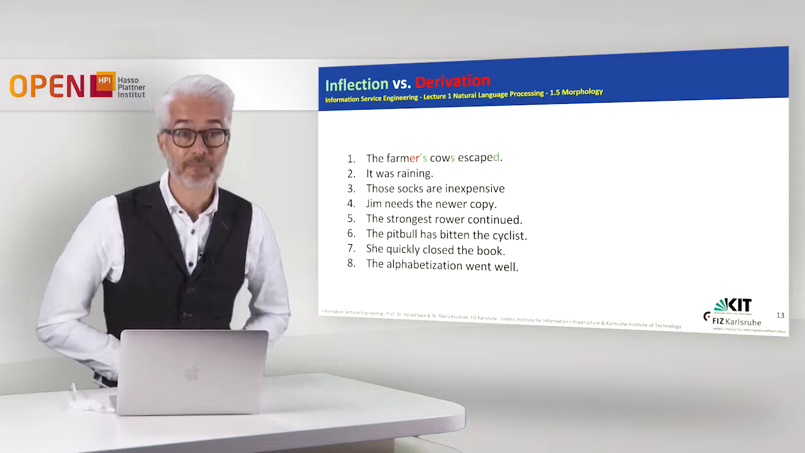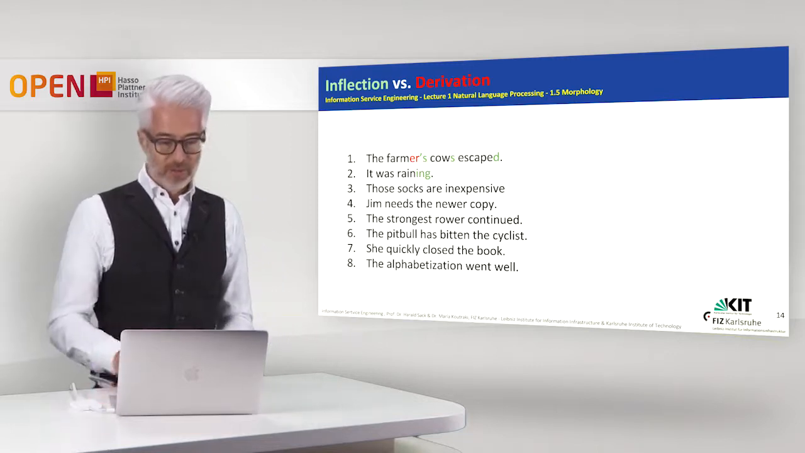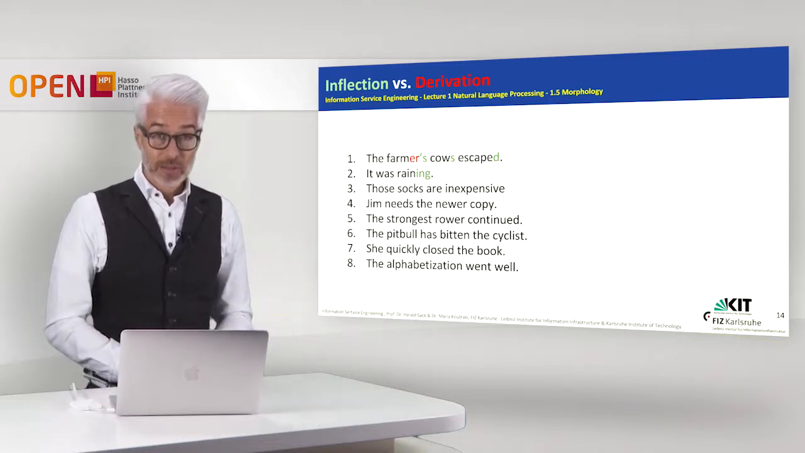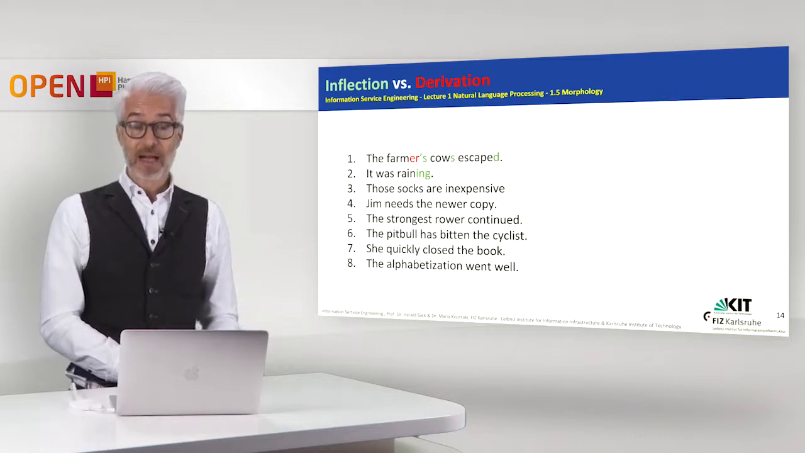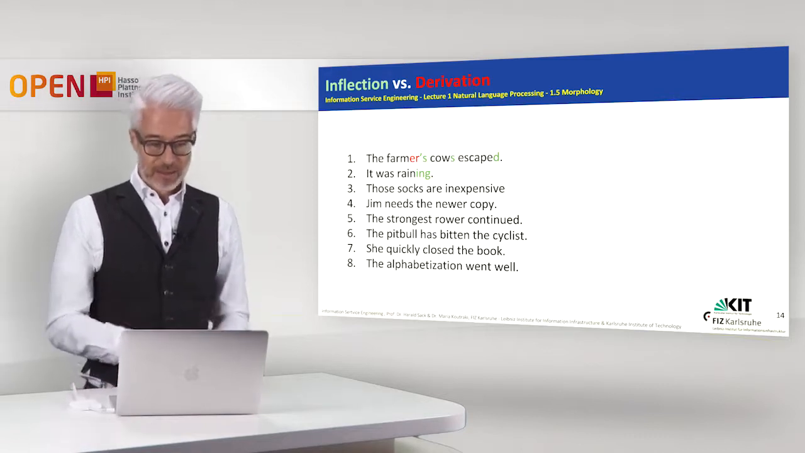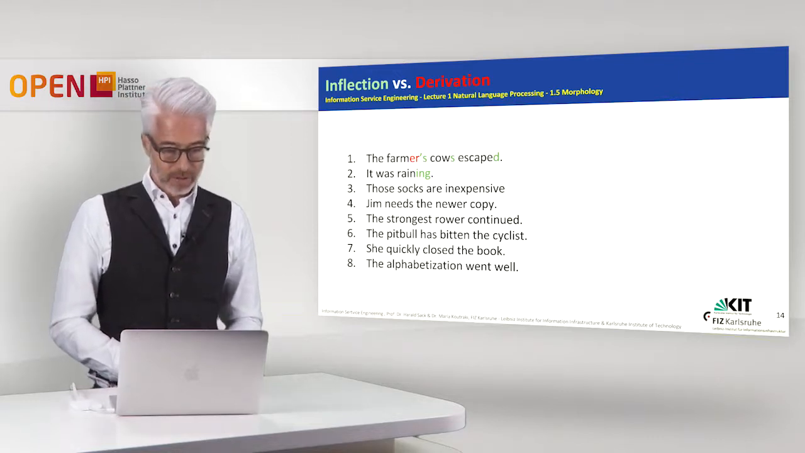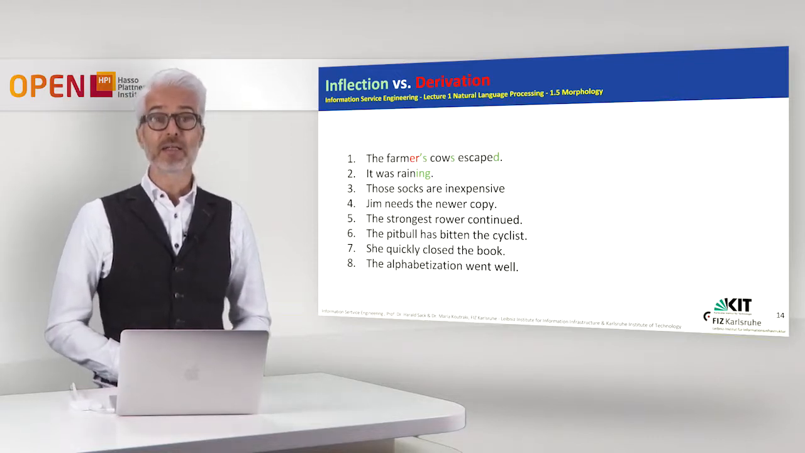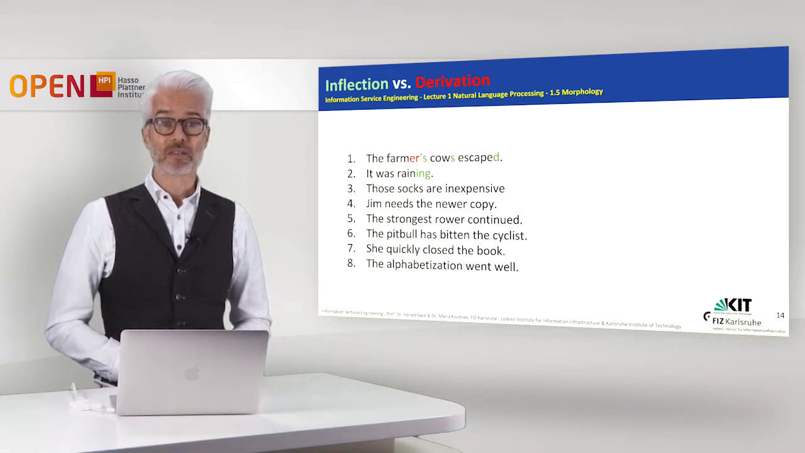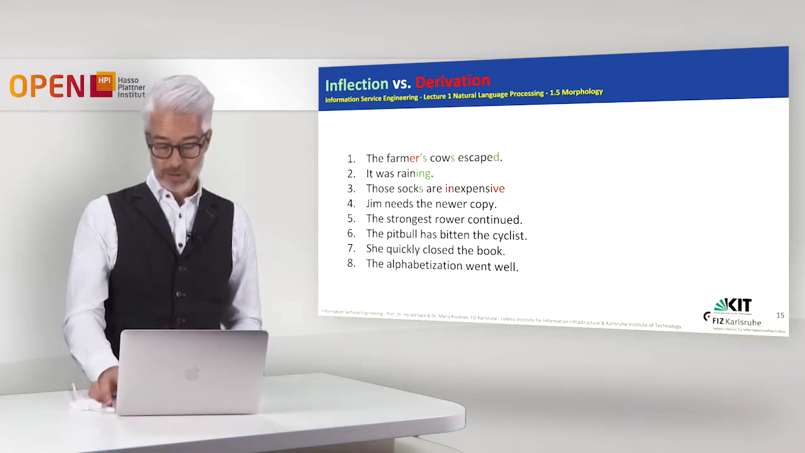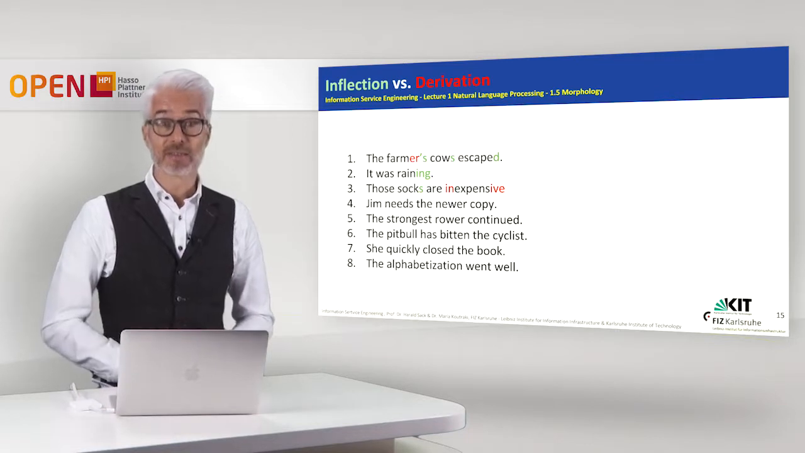Look at the next one. It was raining. So there we have the verb rain, and by adding the affix ing, we make out of it the present participle. Next one. Those socks are inexpensive. What do you think? Yeah, of course, the socks, plural s, and inexpensive.